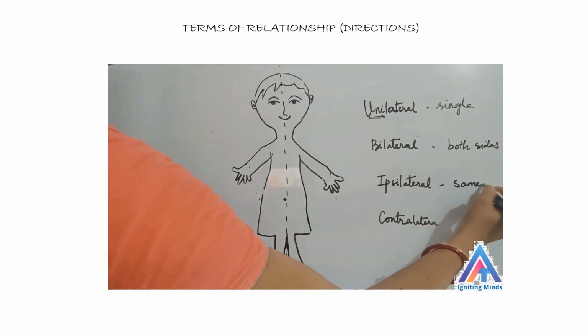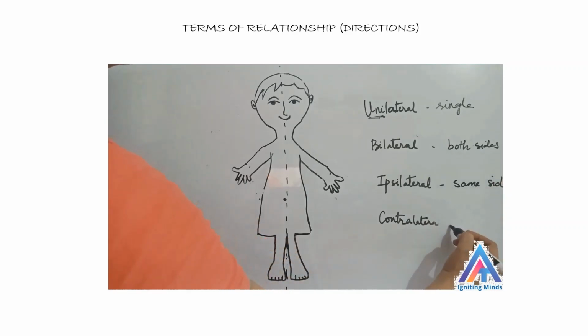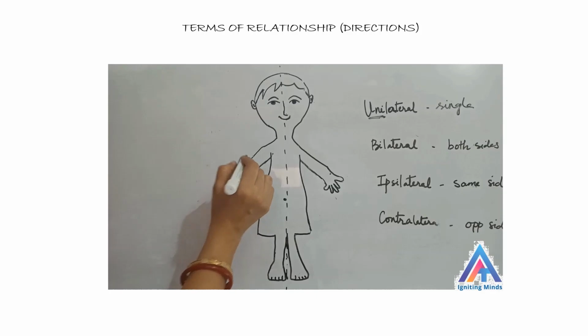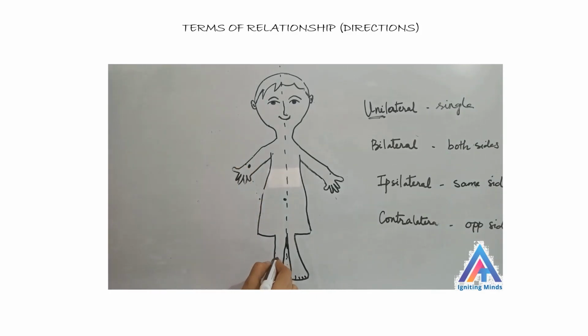Ipsilateral means same side of the body, whereas contralateral is opposite sides of the body. Suppose this person who developed weakness in the right arm had a fall because of which he had a cut in his right leg. It is called ipsilateral. Weakness in the right arm, a cut or a scar in the right leg.